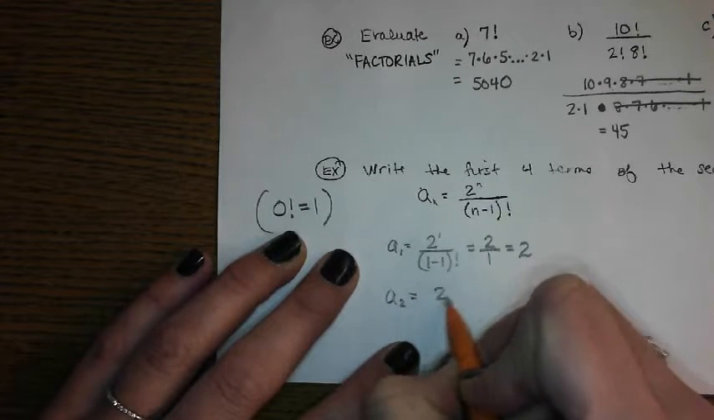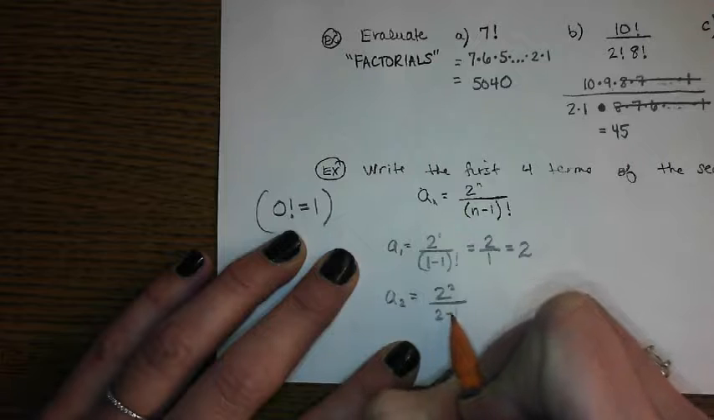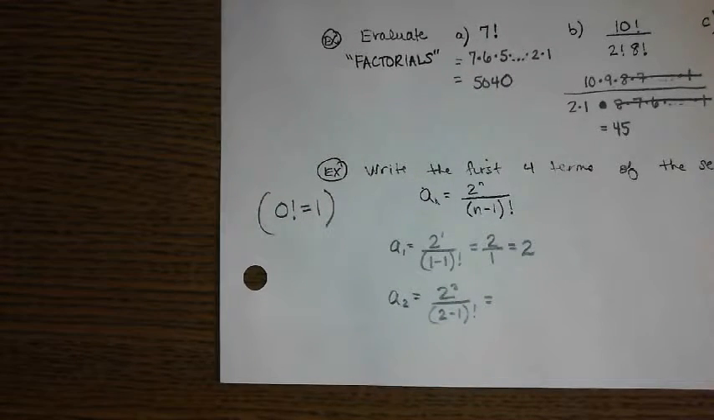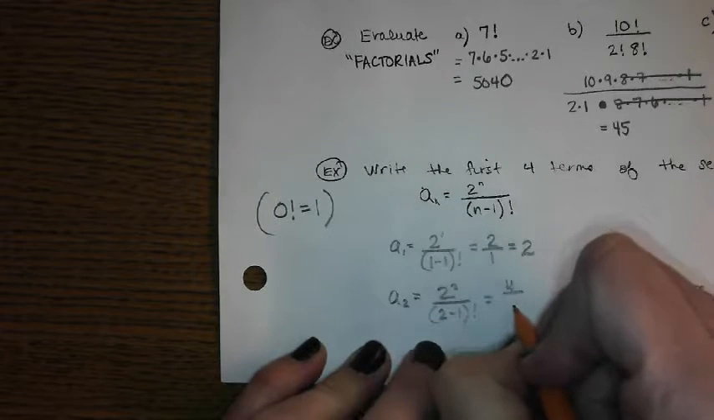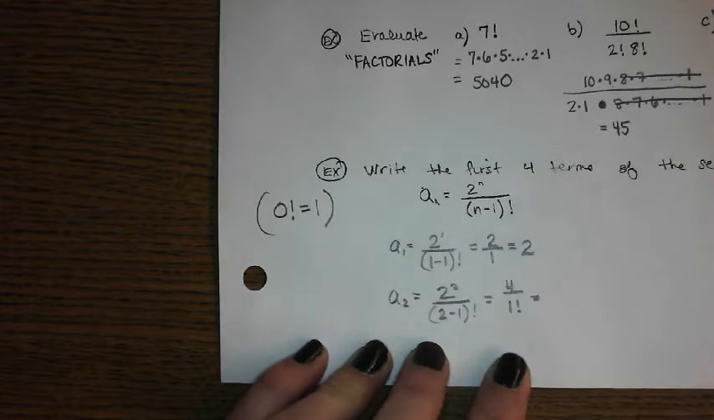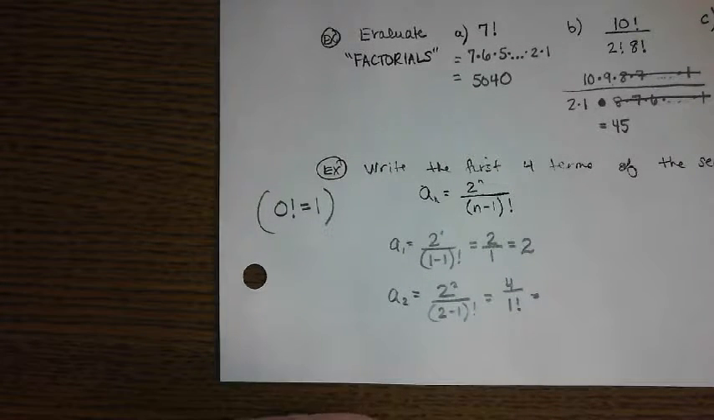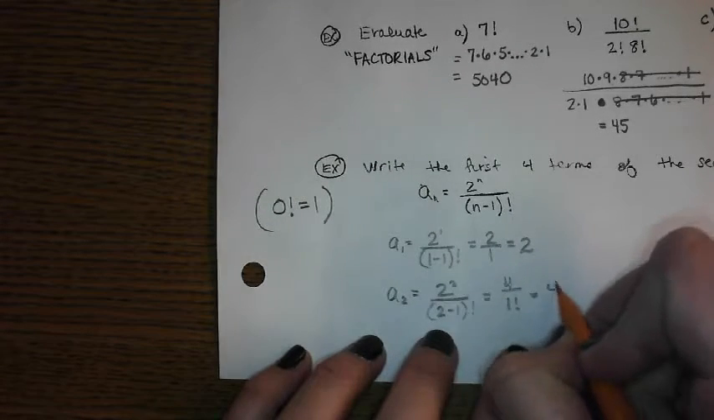A sub 2 is 2 squared over 2 minus 1 factorial. But just like order of operations, we're going to do the parentheses first. So it'll be 4 over 1 factorial, and 1 factorial is just 1 as well. This would just be 4.